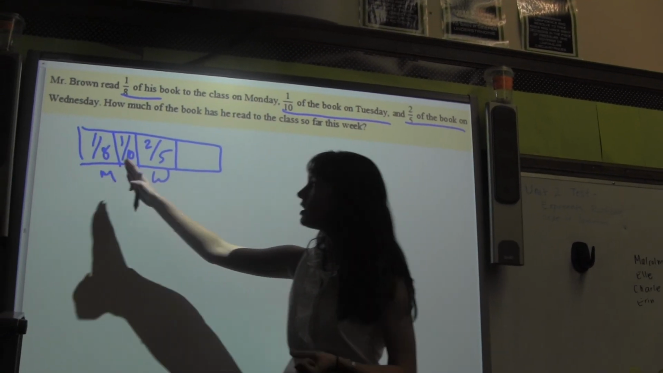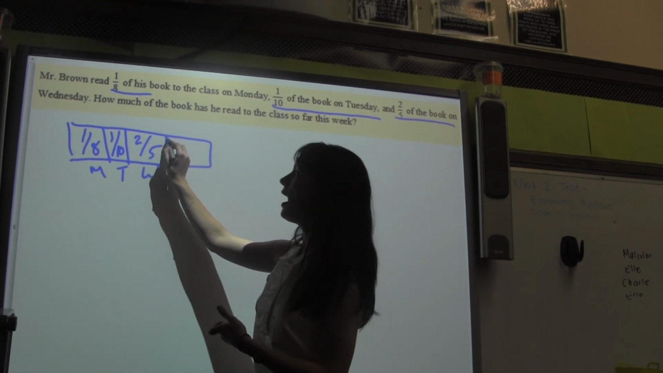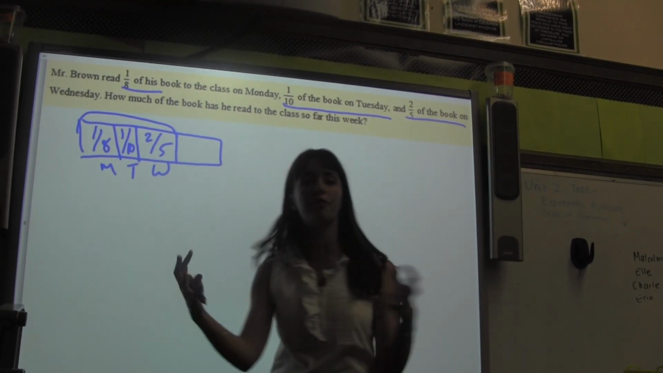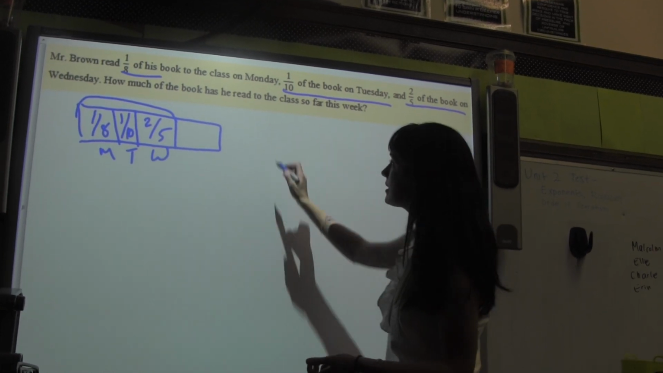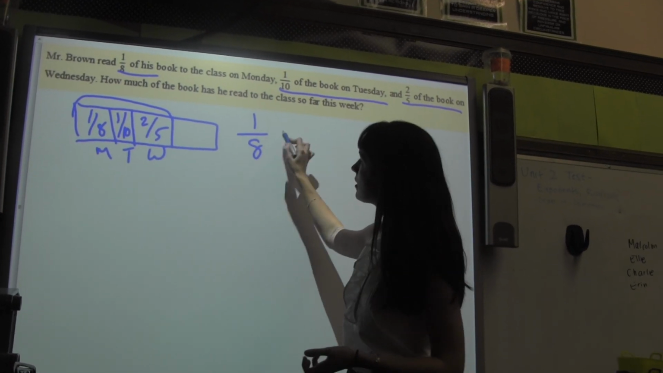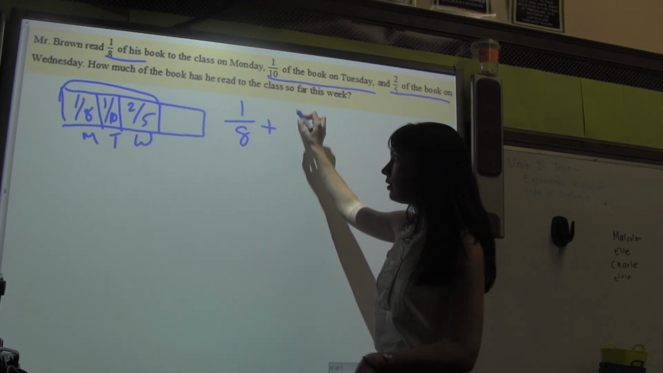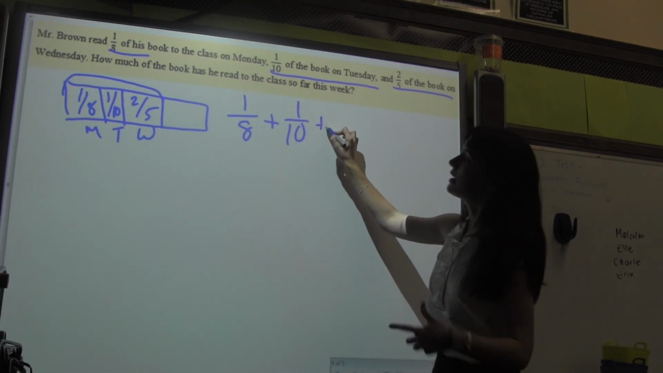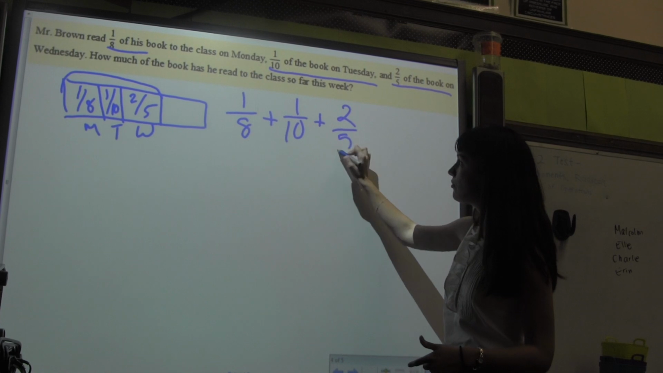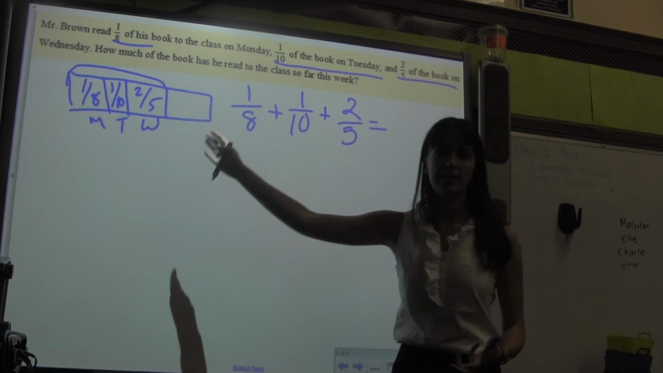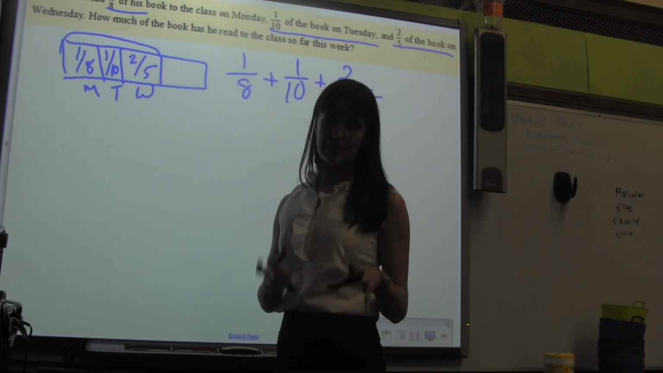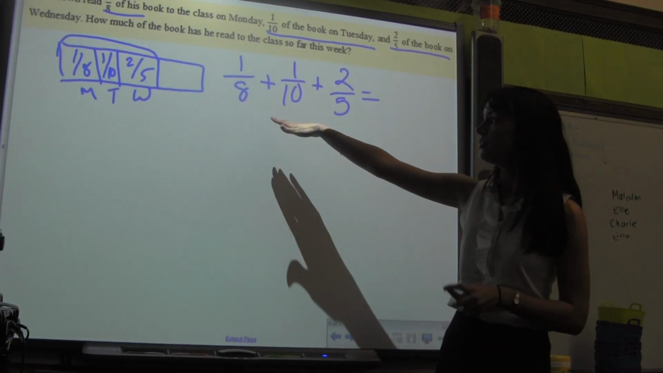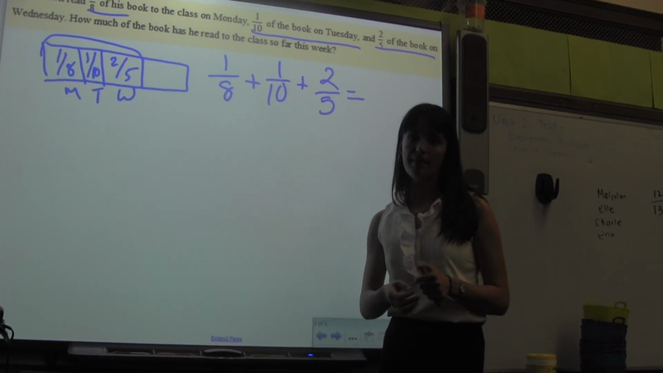So I'm looking at Monday, Tuesday, Wednesday. I want to know how much he's got through. I need to put all 3 of those days together. It's a good cue that I'm going to add. So in this case, this problem is going to be 1/8 of the book. And then the next day he reads more. So he reads 1/10 of the book. And the next day he reads more. So he reads 2/5 of the book. And I want to know how much that is all together. This is going to be tiring, but it is again the same exact process. What I need to do first is make sure they all have common denominators.